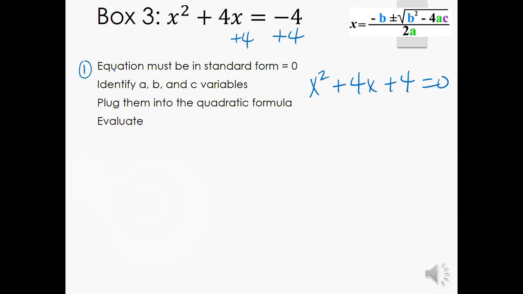Step 2 is to identify your A, your B, and your C. Well, pause on step 2. When you look right here, is this something you can mental factor? Yeah. Because you can ask yourself, what multiplies to give me 4, but adds to give me 2? 2 and 2. Do not forget those skills just because you're using something else. If you can mental factor this, then mental factor.